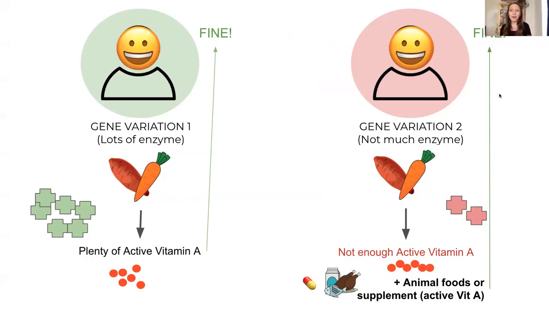So it's not that one person is doomed to be deficient. It's just that they require different amounts and different types of foods to get the same result as somebody else. So this is how we can tailor our diet and our lifestyle to match those genes, all right, and to give us what we need dependent on our genes.